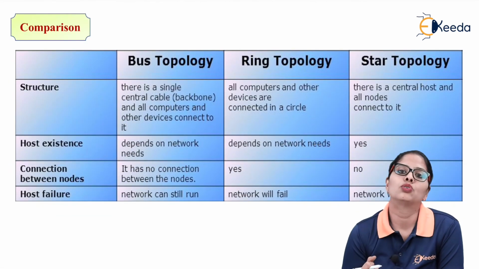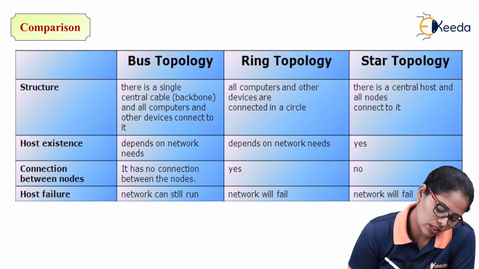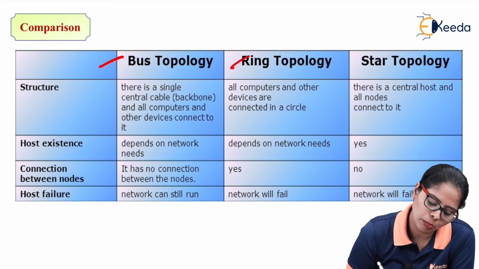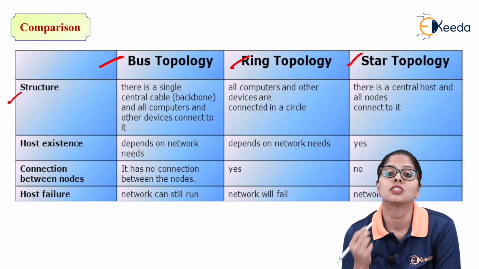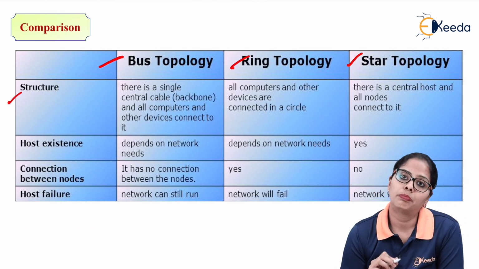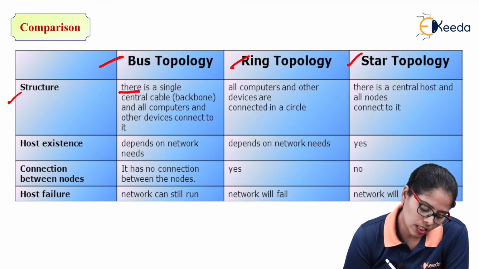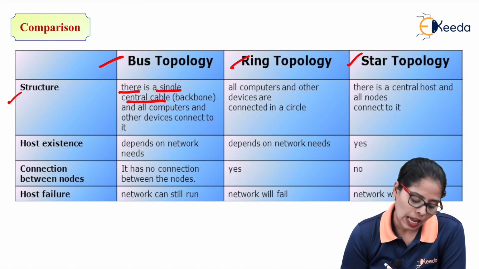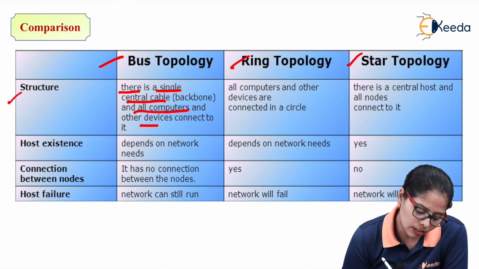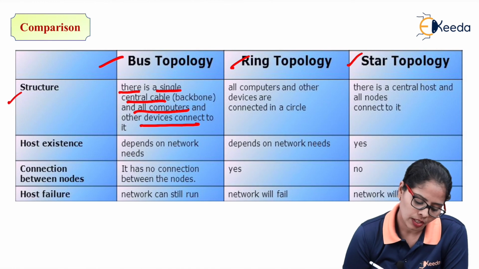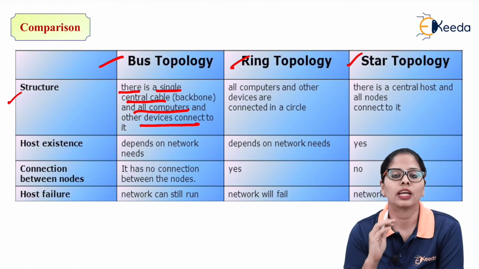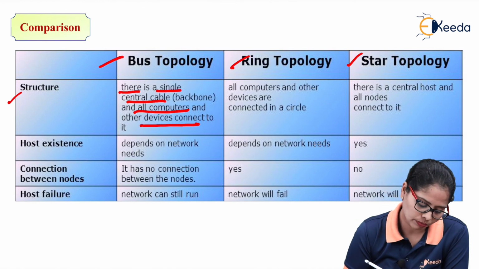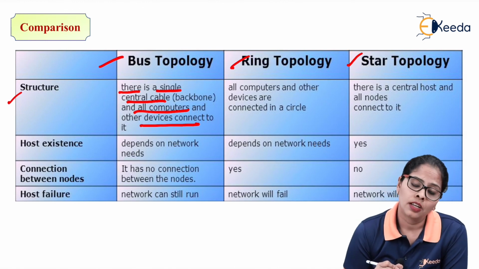So now let us do the comparison. This is the bus topology, ring topology and the star topology. Let us discuss the first point. What is the structure? In the bus topology, there is a single central cable and all computers and other devices are connected to it. As you know, in the bus topology there is a backbone network and all my devices are connected.